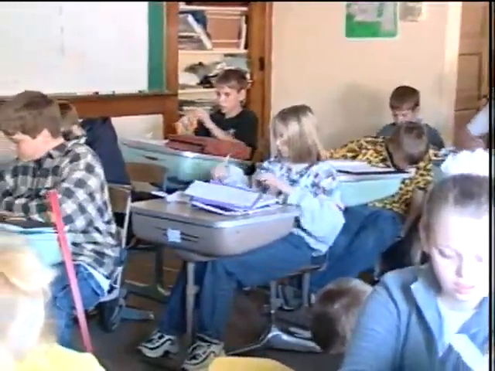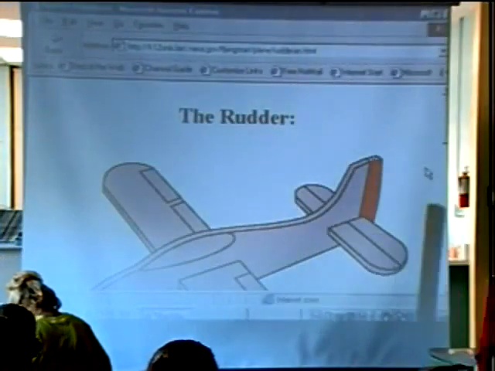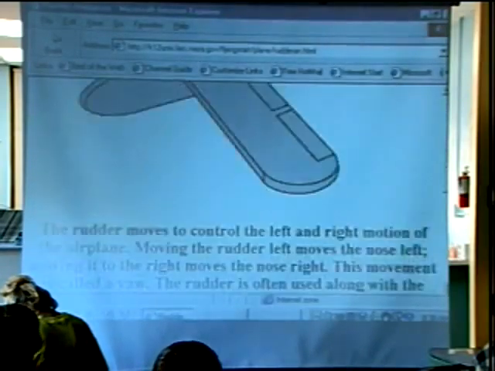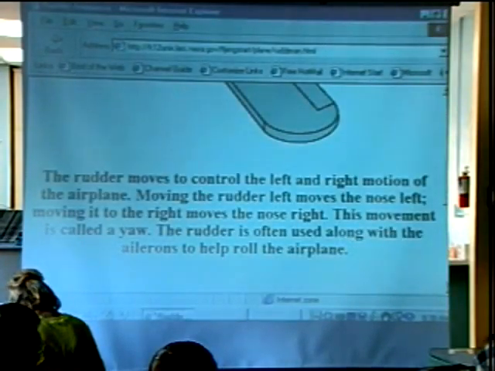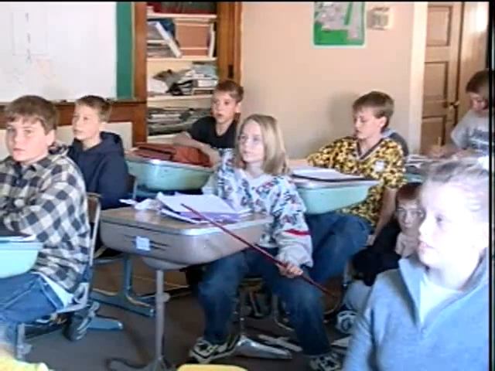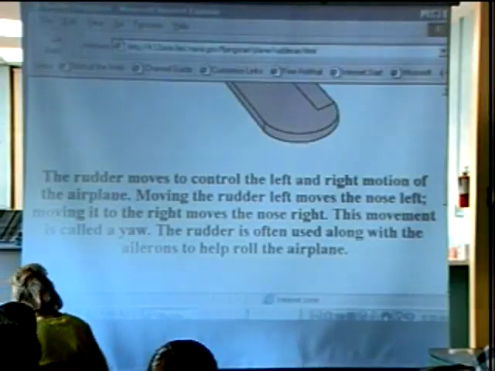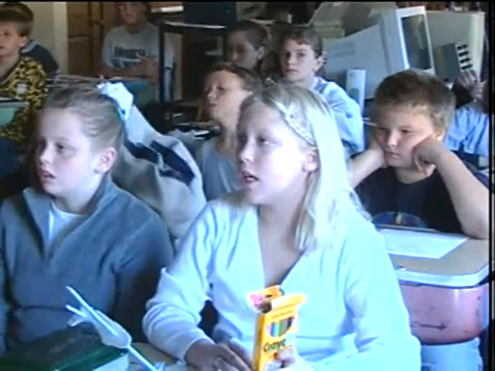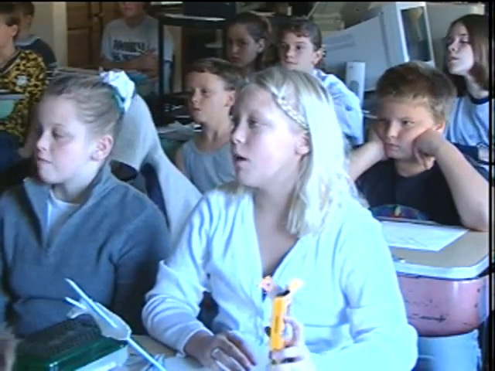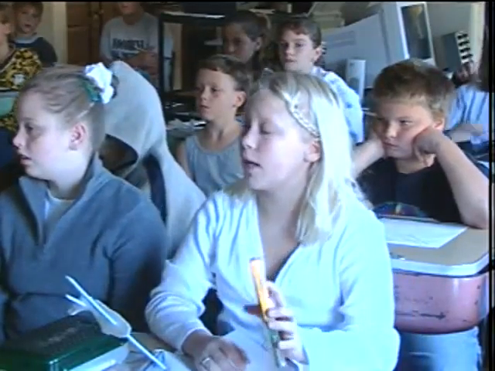What do you notice that it's doing? It's moving. Zaid, scroll down. Let's see what it says the rudder does. Right here. Who can read that for me? Heather, loud and clear. The rudder moves to control the left and right motion of the airplane. Moving the rudder left moves the nose left. Moving it to the right moves the nose right. This movement is called a yaw. The rudder is often used along with the ailerons to help roll the airplane.